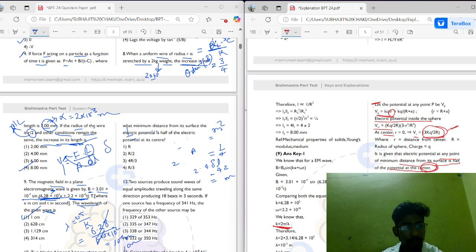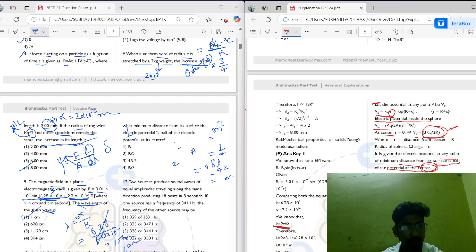Two sources produce sound waves of equal amplitudes along the same direction, producing 18 beats per 3 seconds. That means per second it is equal to 6 beats. If one source has a frequency of 341, then the frequency of the other may be? The formula is plus minus 6. So one will be equal to 347, another will be equal to 335. If you take the positive sign, it will be 347, negative sign 335.